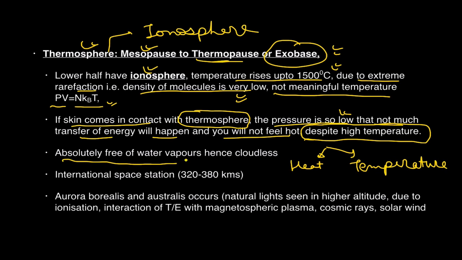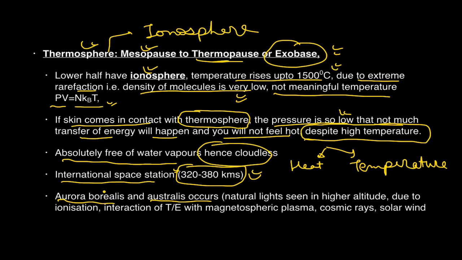It is absolutely free of water vapors and cloudless. International Space Station is located here. A very important question, from 320 to 380 kilometers. And aurora means natural lights or northern lights, but they are also found in southern areas. Australis, borealis means north. Just remember, so boreal forest means north. Borealis is also referred to the Arctic region.